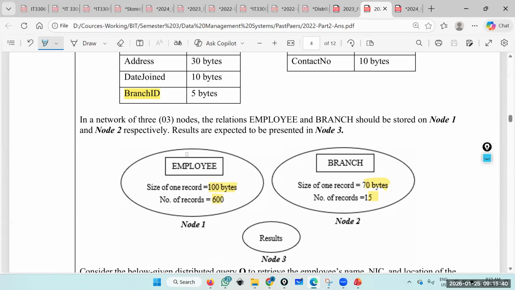Node 1 and node 2 respectively. That means in node 1, you keep employee details. In node 2, you keep branch details. The results are expected to be presented in node 3. So this should be a calculation question, right? Take here to here, or here to here, and here to here. So it looks like that kind of question.